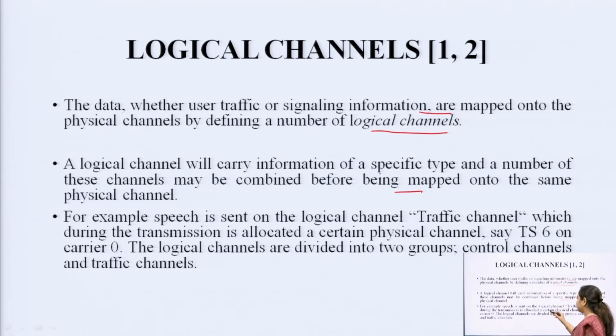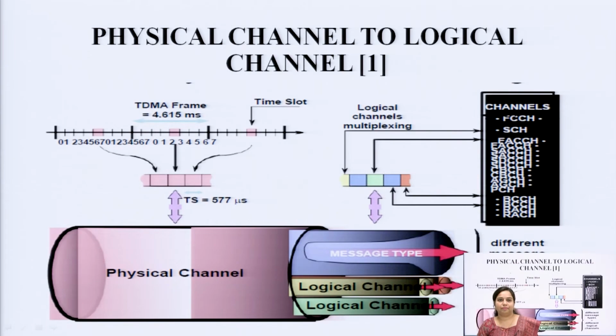So, for example, speech is sent onto the logical channel, the traffic channel, which during the transmission is allocated a certain physical channel, say TS6 on carrier 0. So, the logical channels are divided into two groups, that is control channels and traffic channels. Control channel is used to accommodate the synchronization information, and traffic channel is used to transmit only the traffic or the data that you actually want to deliver.